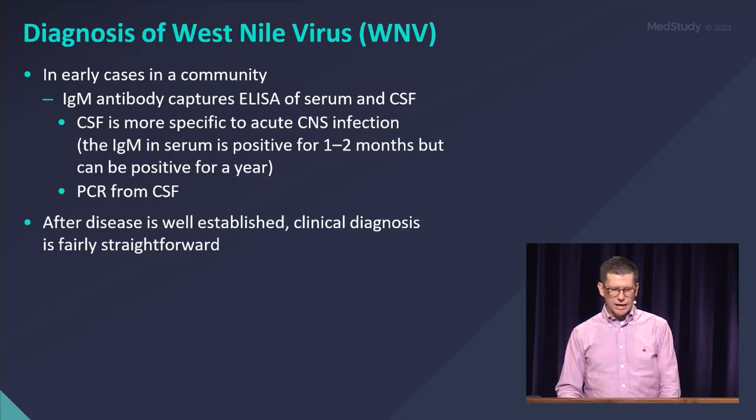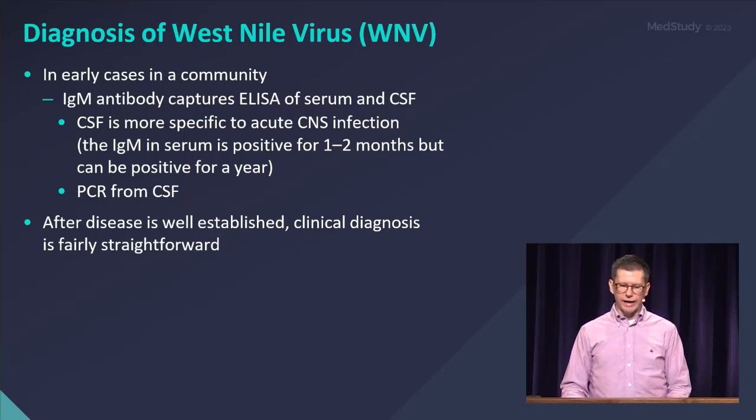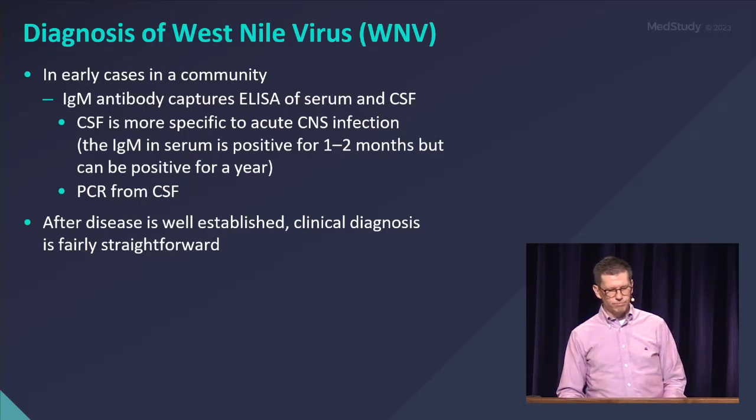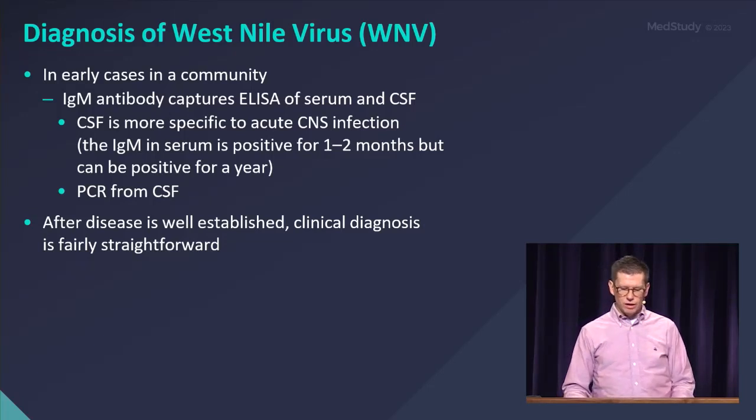We typically do an IgM antibody of both the serum and the CSF, where CSF is typically more specific for an acute CNS infection. And then after the disease is well established, usually in the community, that clinical diagnosis is usually straightforward.